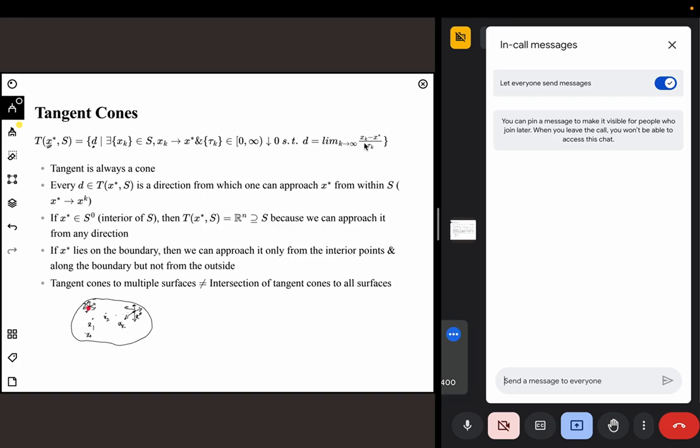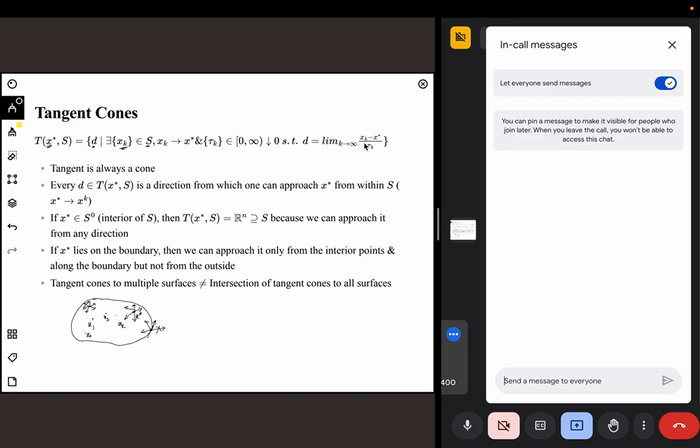All the set of these vectors will essentially form my tangent cone. Now if you have a point on the boundary, that's where the definition comes into picture. Here we need to choose the points xk such that all of them belong to the feasible region itself. So here I can take a vector like this, but if I take something like this, then this vector can't be included because that falls outside the domain. So the max you can go is up until this one.